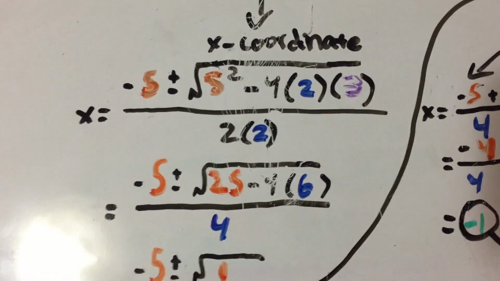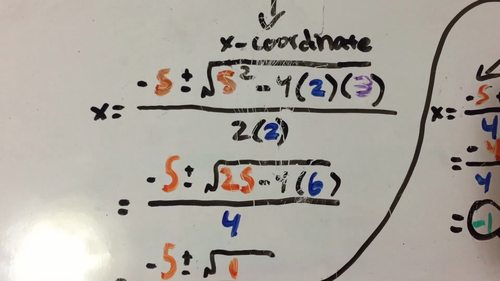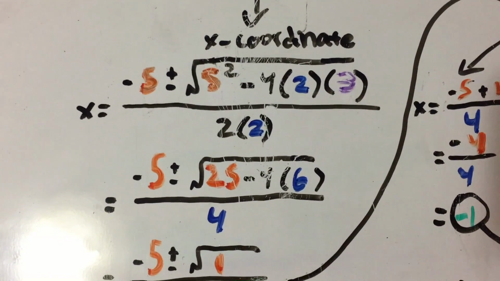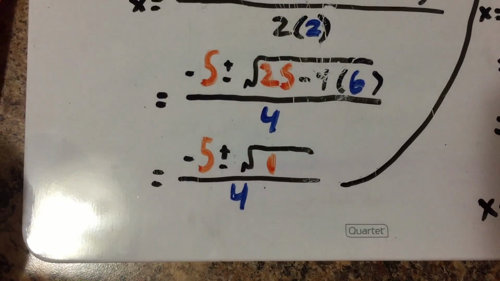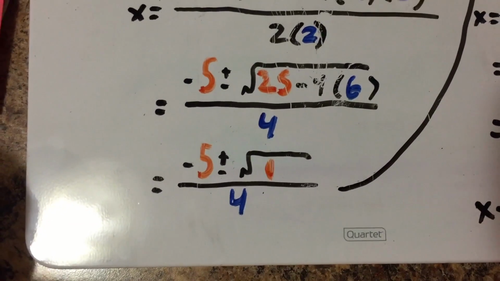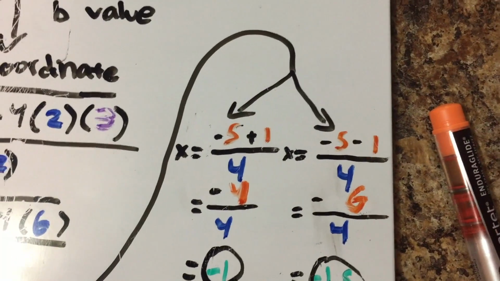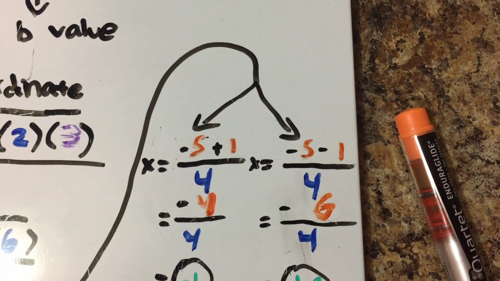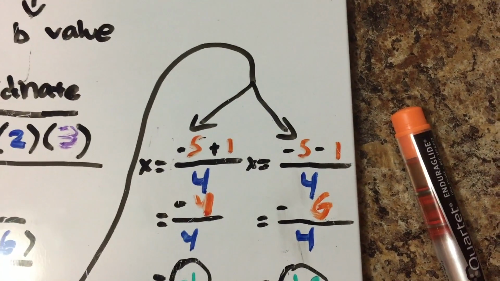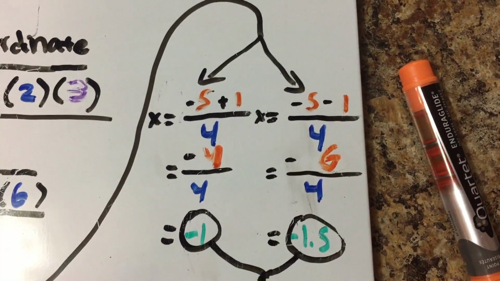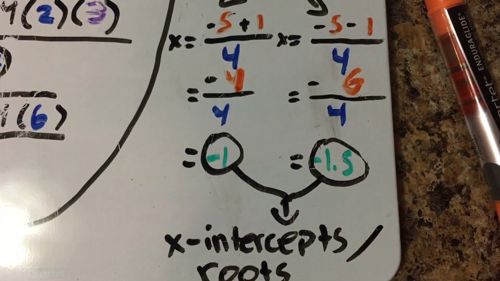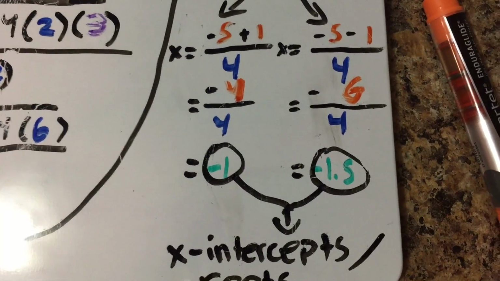So as we begin solving, we go through the steps, and we have negative 5 plus minus the square root of 25 minus 4 times 6, divided by 4, and then we have negative 5 plus minus the square root of 1, as we know is 1, divided by 4. We begin solving for x, and we split this equation into 2 because we have the plus minus. So you have x equals negative 5 plus 1 divided by 4, and negative 5 minus 1 divided by 4. And this becomes negative 4 divided by 4 and negative 6 divided by 4. Your two x-intercepts and roots are negative 1 and negative 1.5.